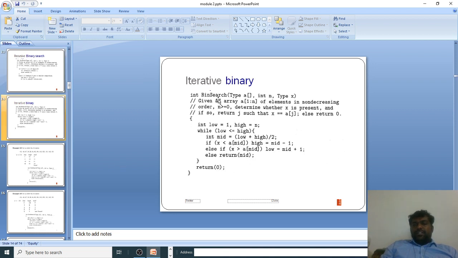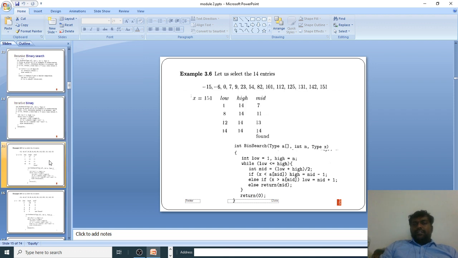Okay, next this is with respect to the iterative binary search where low is less than high, int mid equals (low plus high) by 2. So here you are not calling. Here you are just comparing, you are just placing the low element and the high element. Here you are not calling the function, so it is an iterative binary search.